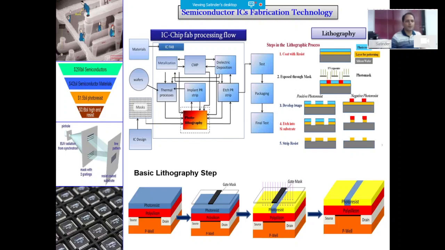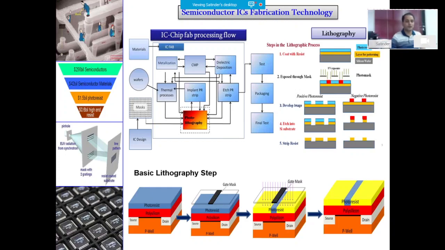So we are all basically dependent on photolithography. Once the transistor is fabricated, we do its testing, packaging, and final test. This journey starts from the IC design and mask making, and mask making is again related to photolithography. So it is clearly evident that photolithography plays a very important role in the advancement of our technology. And on the right-hand side, you can see the lithography step.